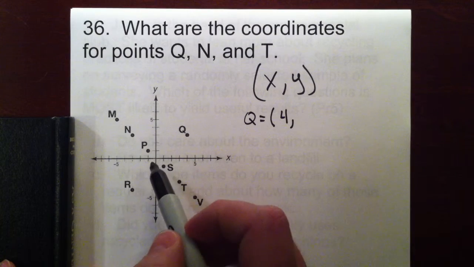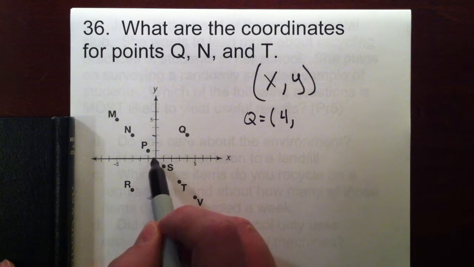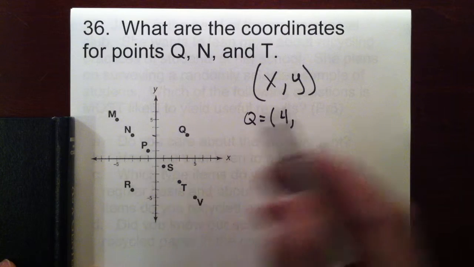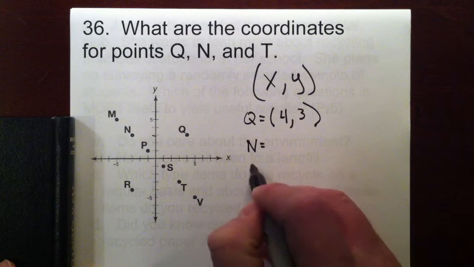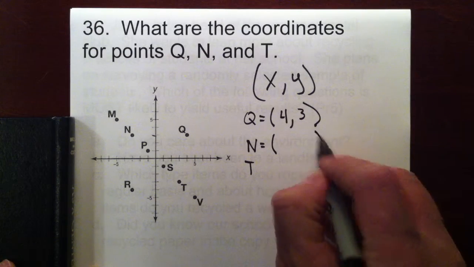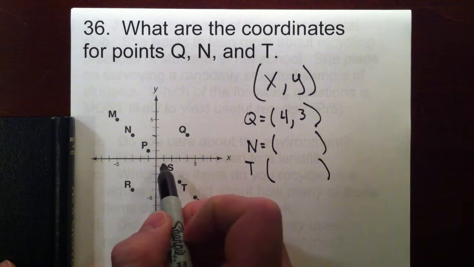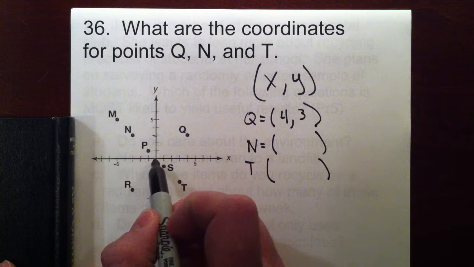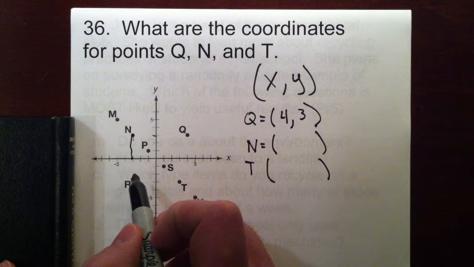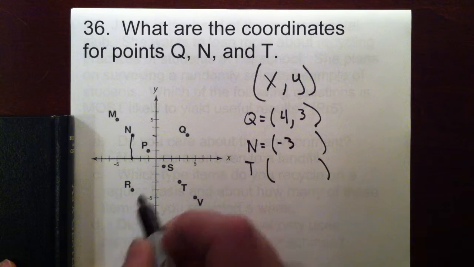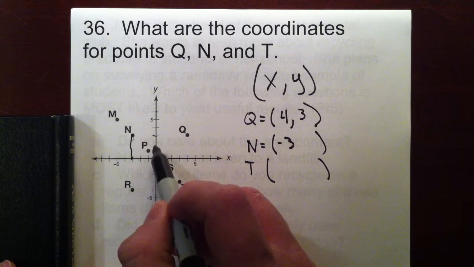We have to try to find out where it is on the y-axis. We're about right here on the y-axis, which is positive 1, 2, and 3. So our answer for Q is 3. Now N and T. N is right here. In this case, we have to find it on the x-axis, but it's on the negative side. Negative 1, negative 2, negative 3, which is right here. So we know it's negative 3. Now we must find out where it is on the y-axis, which is a positive 3. 1, 2, 3.